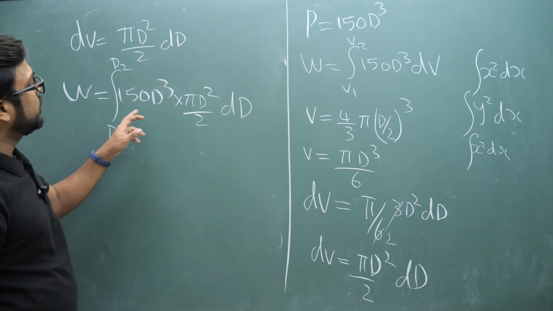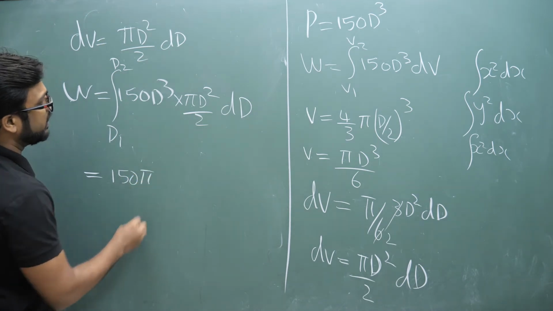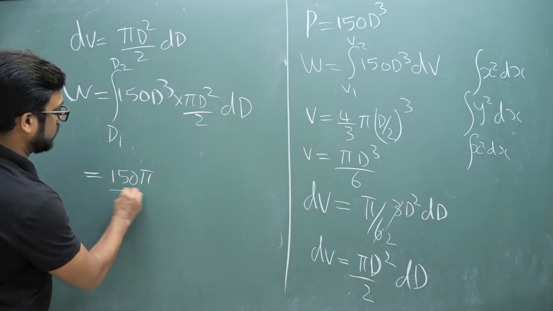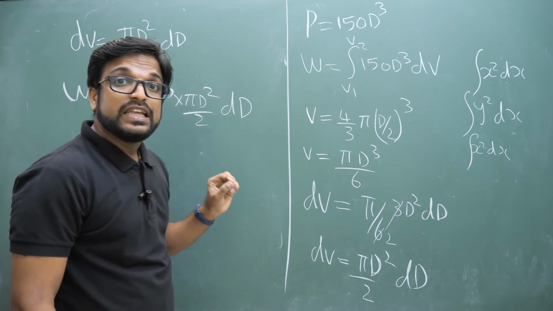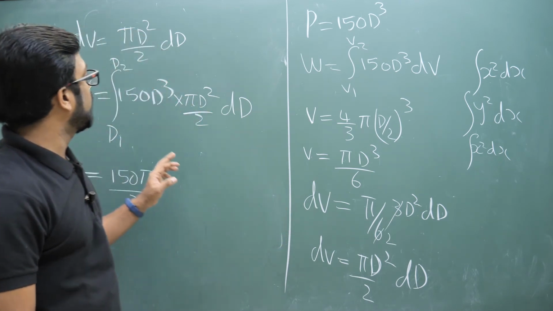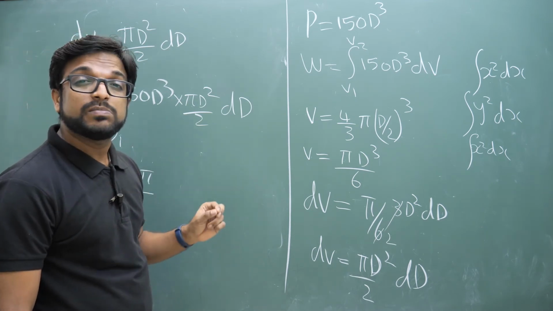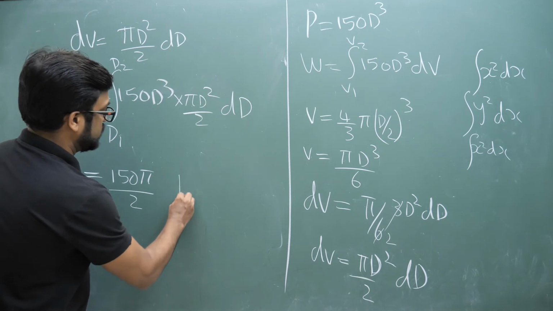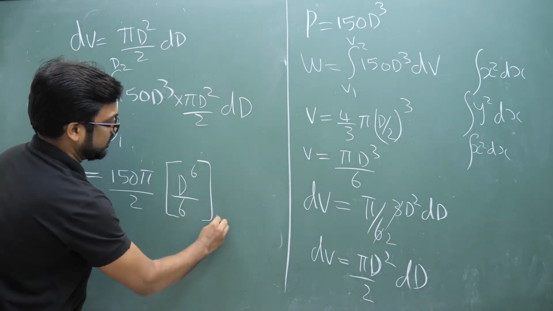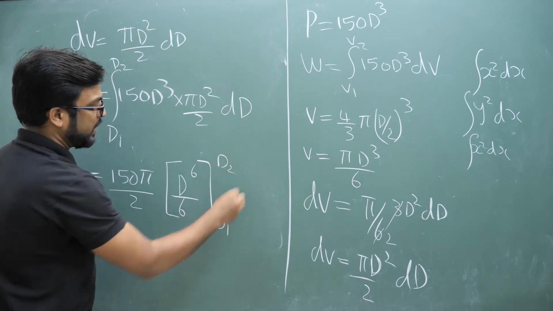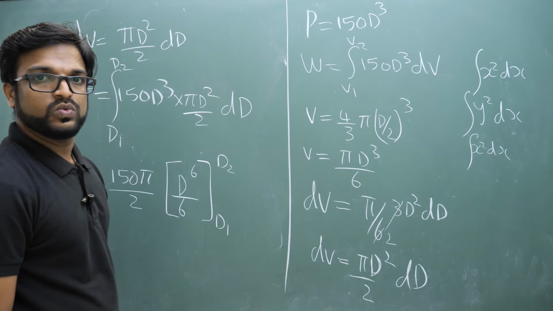I will get 150 pi by 2 as a constant, so I take it outside. Here I have d cube into d square, which is nothing but d raised to 5. So I will have the integral of d raised to 5 into dd, that is d raised to 6 by 6, from d1 to d2. I already know d1, which is 1 meter. How can I find d2?